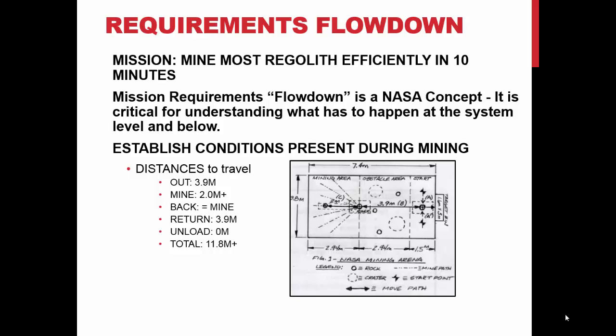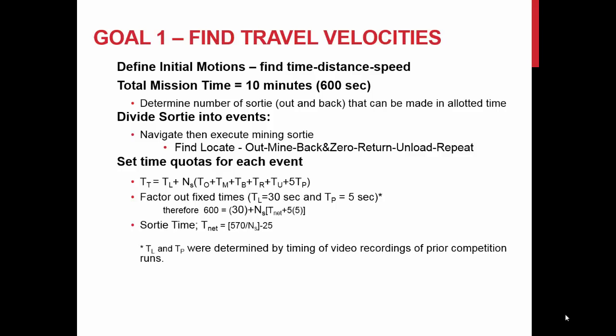In this case, as we can see, distances to travel, we have to go out from the target area and the bin through an obstacle area, which is going to take us a travel length of about 3.9 meters. Once we get to the edge of the mining area, we can stop, create a starting point for our rover, and then mine out 2 meters, and then back up, stop at that point, scan for home, and then return back through the obstacle area, getting lined up with our home site, which then we can unload and then repeat the whole process. The whole travel distance through that process is going to be a little over 11.8 meters in distance. So from there, then we can find our travel velocities.